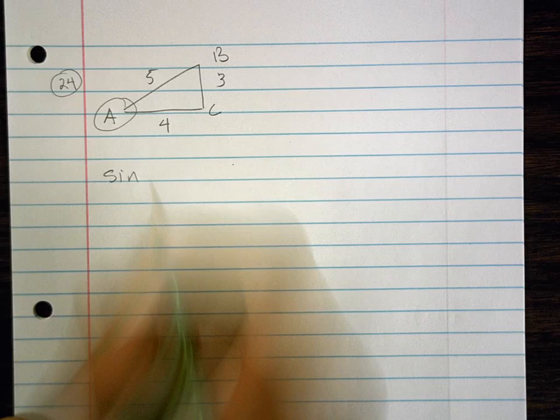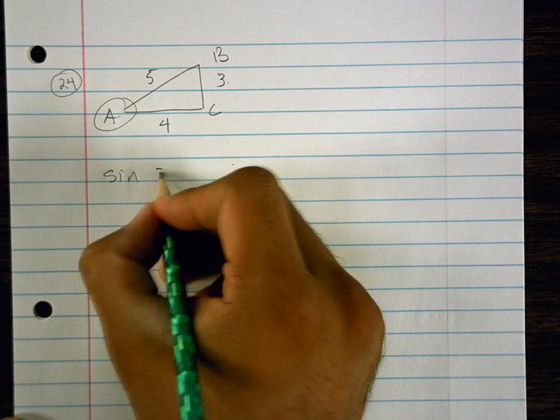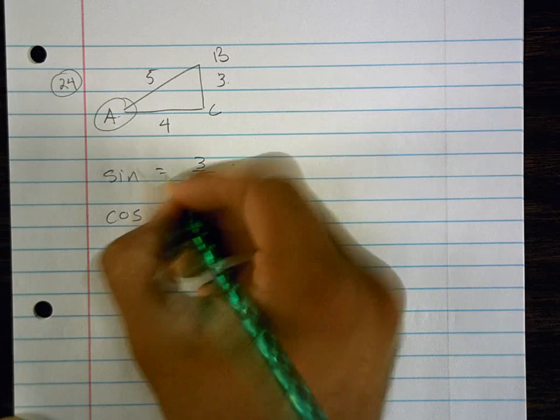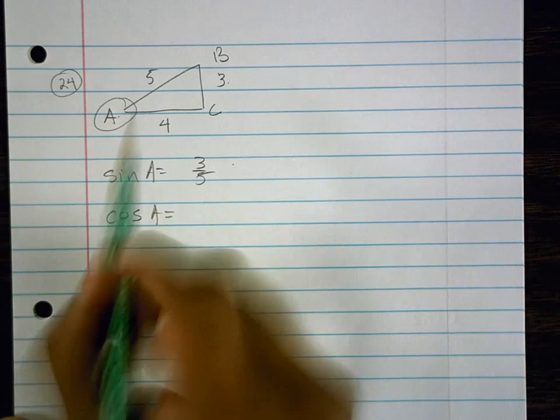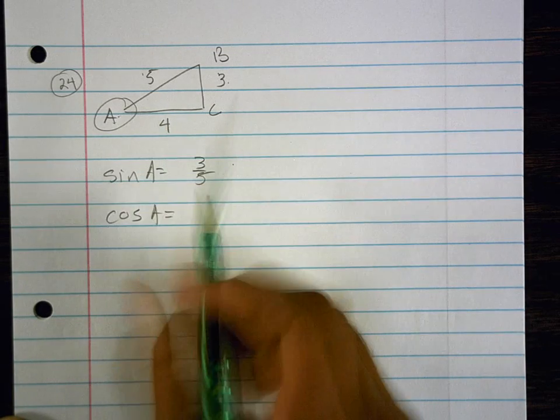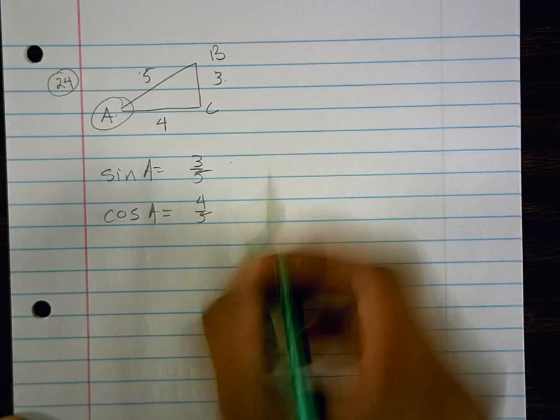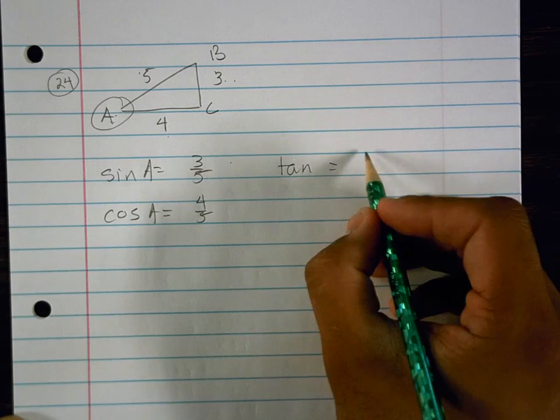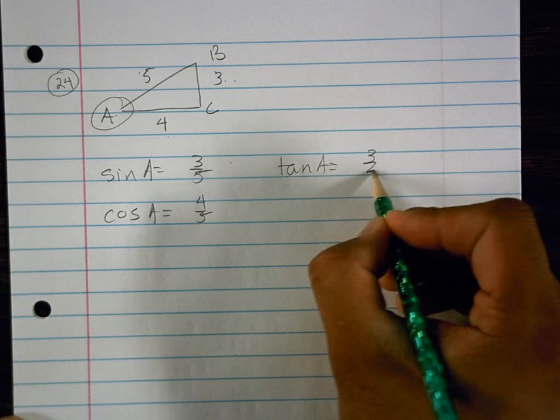So the sine is opposite over hypotenuse. Cosine, sorry, this should be angle A. Cosine is the adjacent side over the hypotenuse. And the tangent is opposite over adjacent. Okay.